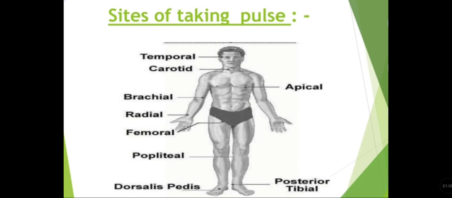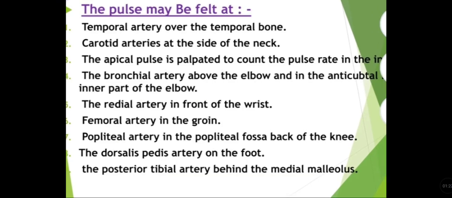Sites of taking pulse: temporal, carotid, apical, brachial, radial, femoral, popliteal, dorsalis pedis, posterior tibial. These are the sites of taking pulse. The pulse may be felt at the temporal artery over the temporal bone, and the carotid arteries at the side of the neck. The apical pulse is palpated to count the pulse rate in the heart.